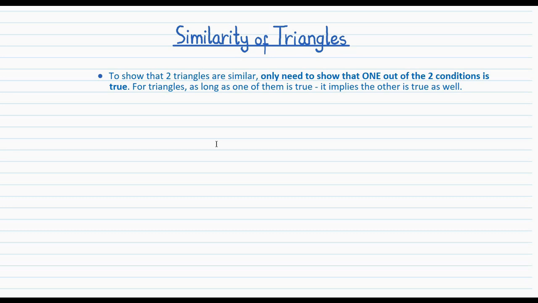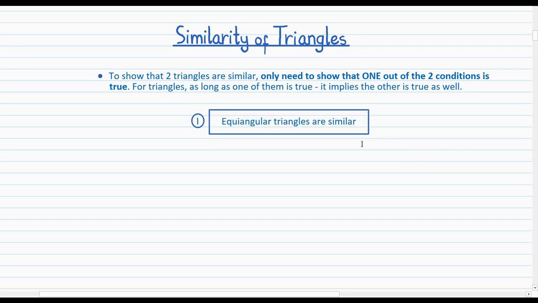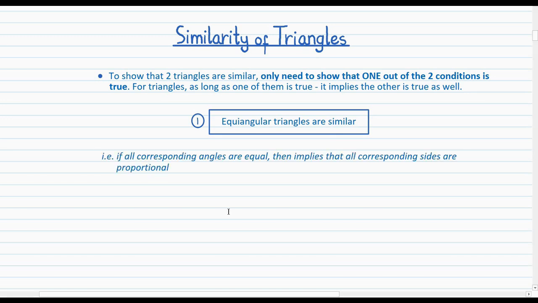I'll start by tackling the first rule, which is that all corresponding angles are equal. Therefore, we need to prove the statement that equiangular triangles are similar. So if we just know that two triangles have all corresponding angles being equal, then that implies that they're similar. And that can only be true if all corresponding sides are also in proportion. Let's see how this is proved.